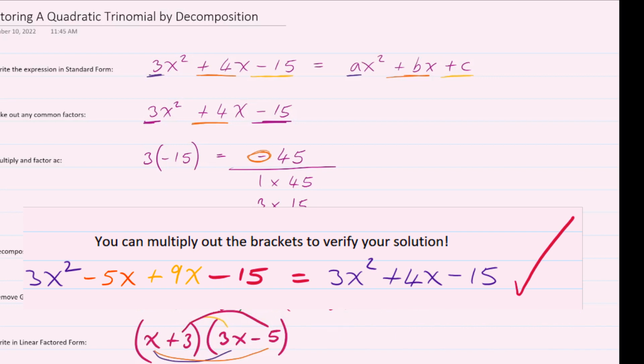So let's just do a final check. Does this get us back to our original quadratic, 3x squared plus 4x minus 15? Yes, we are good. Well done us.